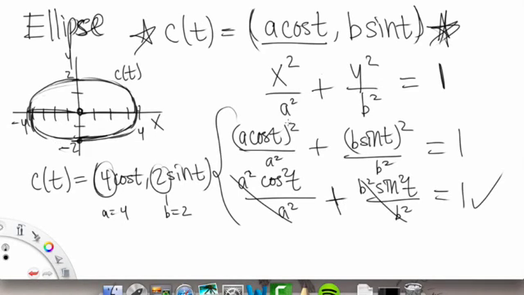And then, okay, so that's it for the ellipse. And now we'll go on to perhaps a new graph that you might not have seen before called a cycloid.